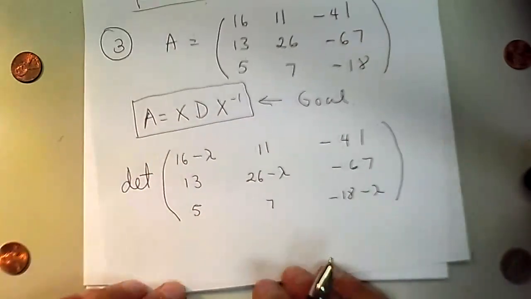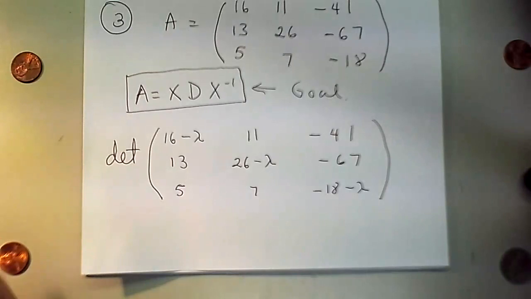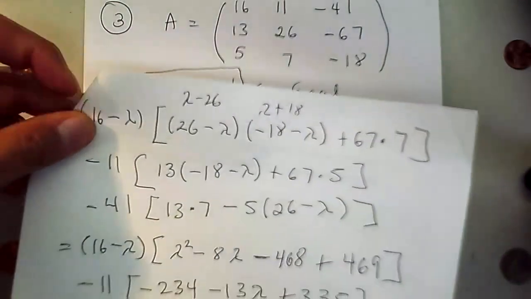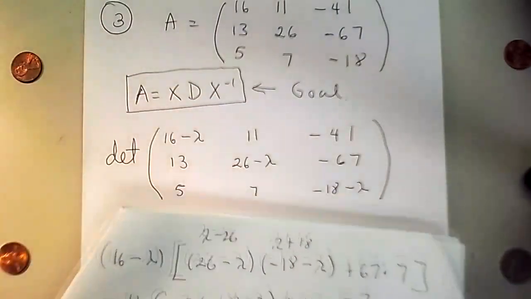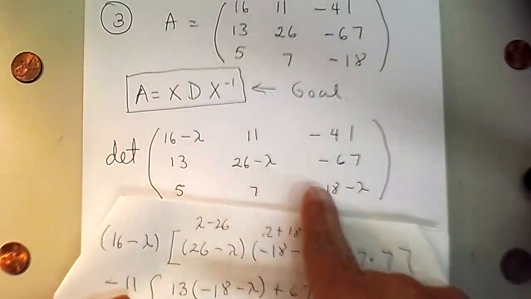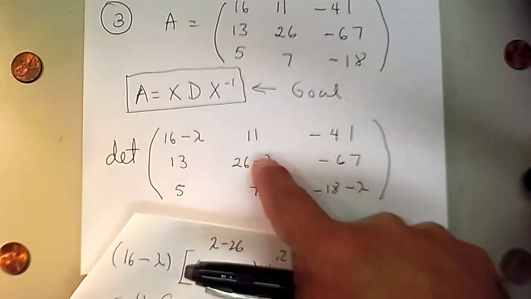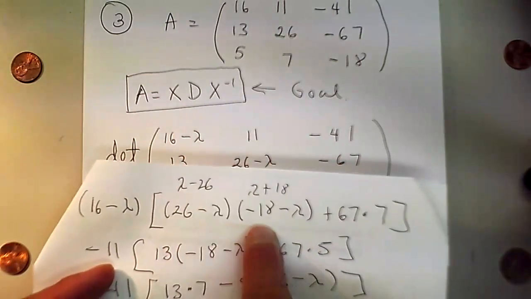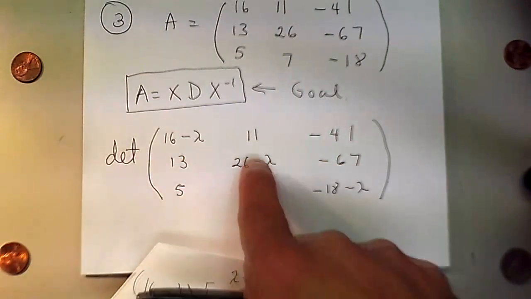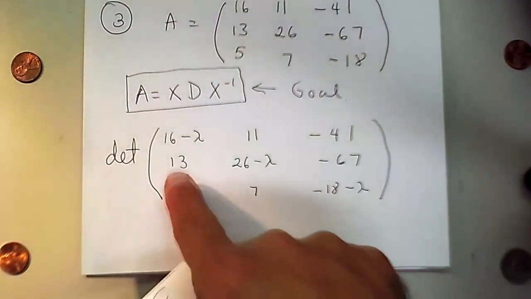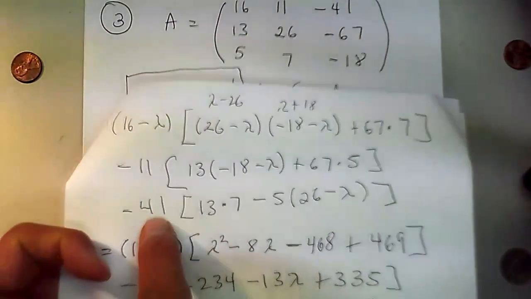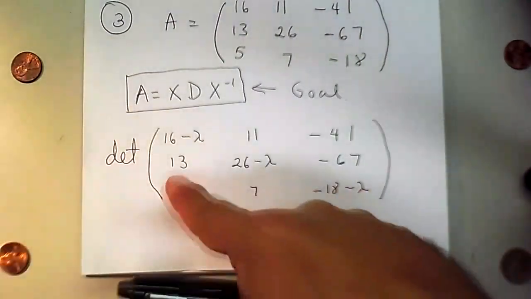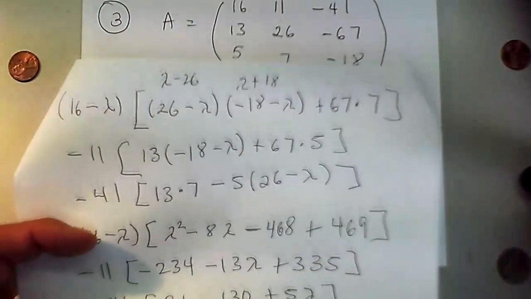All right. I'm not going to go through every step. It starts here. This is my scrap paper. You know, I did 16 minus lambda times this cofactor, and then minus 11 times this cofactor, and then plus negative 41 times this cofactor. Whoops.